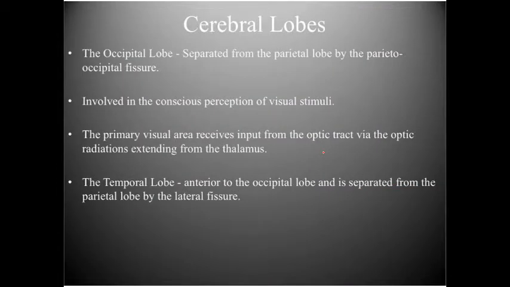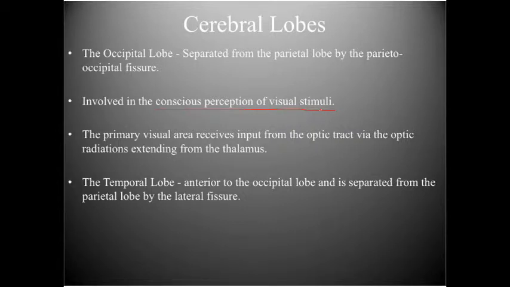The occipital lobe is separated from the parietal lobe by the parietal occipital fissure. It's involved in the conscious perception of visual stimuli. Basically, what the occipital lobe does is it takes what you perceive as visual stimuli and allows you to process this information, and it's concerned with how you perceive things. The primary visual area receives input from the optic tract via the optic radiations extending from the thalamus.